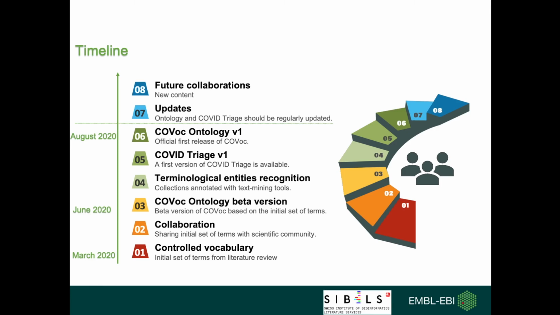By June, we provided our collaborators with a beta version in order to test with their text mining tools, where they were able to develop COVID Triage version 1 over the summer months. In August, we officially made the first public release of COVoc, which is currently available on OLS for browsing.